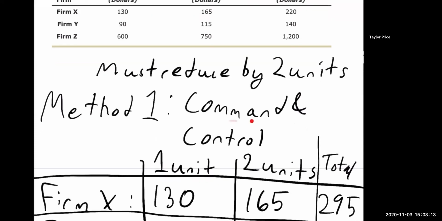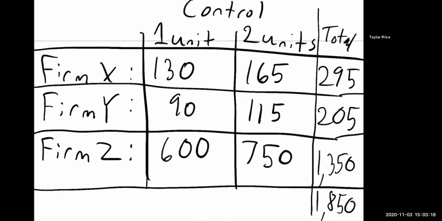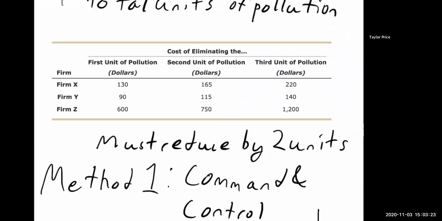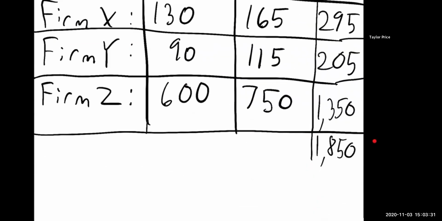That is a command and control policy. I've just reproduced the table here to give you the total. We just take the 130, 165, 90, 115, 600, and 750. We add them all up right here, and we see that the total cost of reducing pollution by 2 units per firm is this amount right here, 1,850. Okay, so that was method 1, which was a command and control policy.